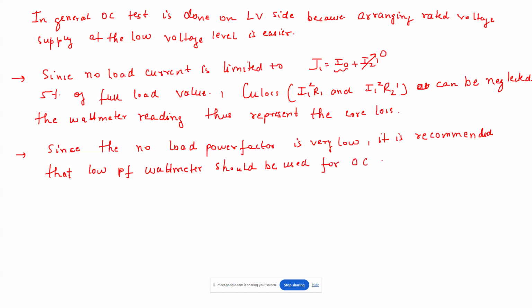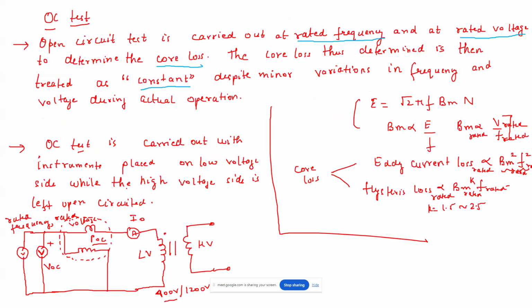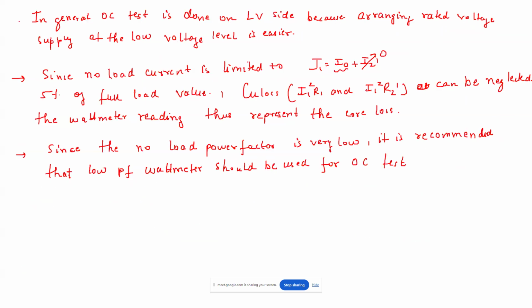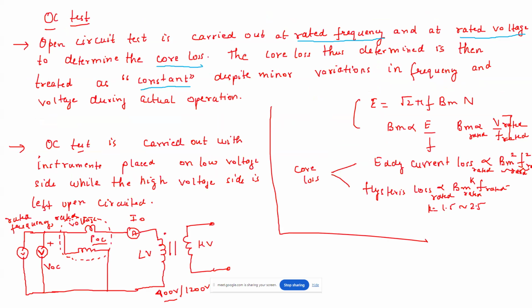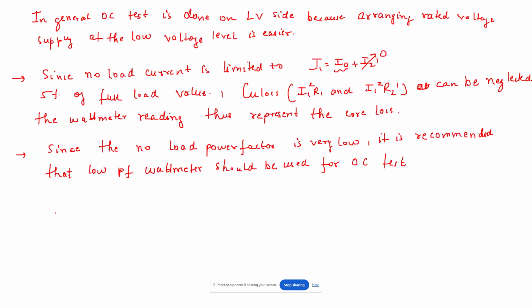So I have said so many lines on the OC test, and there can be many interview questions and theory questions in this NPTEL course related to the OC test. Now we will be measuring VOC, POC and I0 from this arrangement. So how will we determine the parameters RC and jXM?